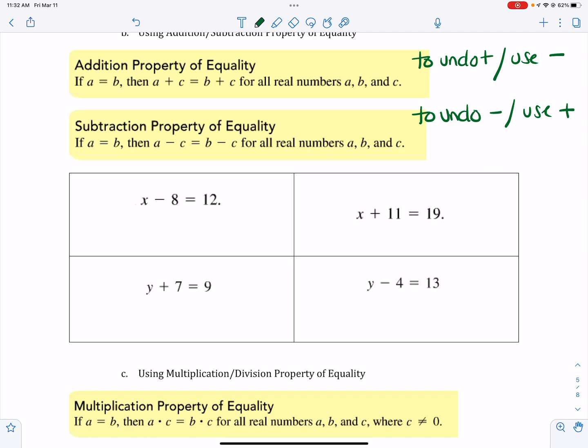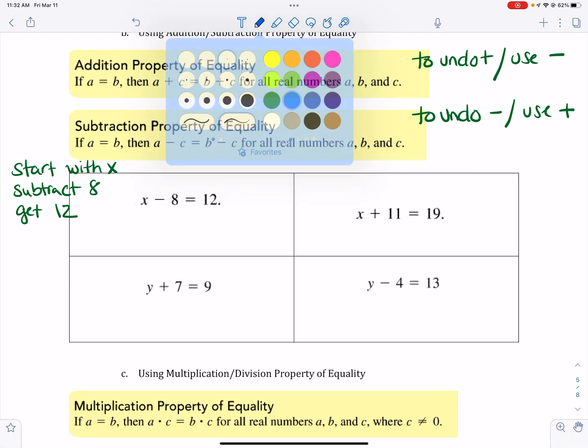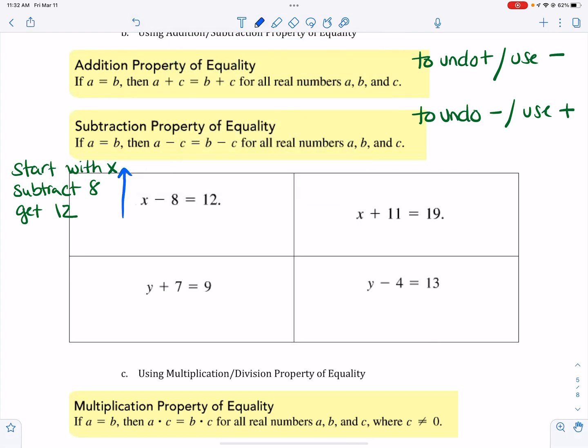So what this problem right here says, x minus 8 equals 12, it says start with x, and then we're going to subtract 8, and then we get 12. So to solve it, we do the reverse process. We start with 12, we add 8, and we get 20, okay? So that's what it looks like in words, but mathematically what it's going to look like is here.